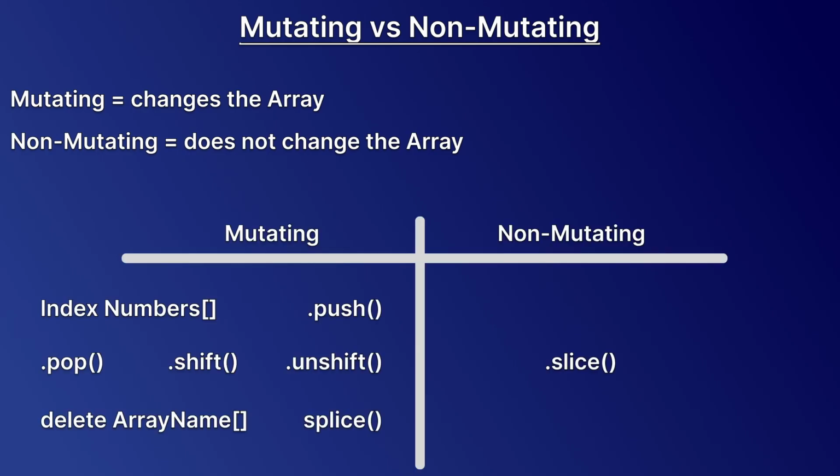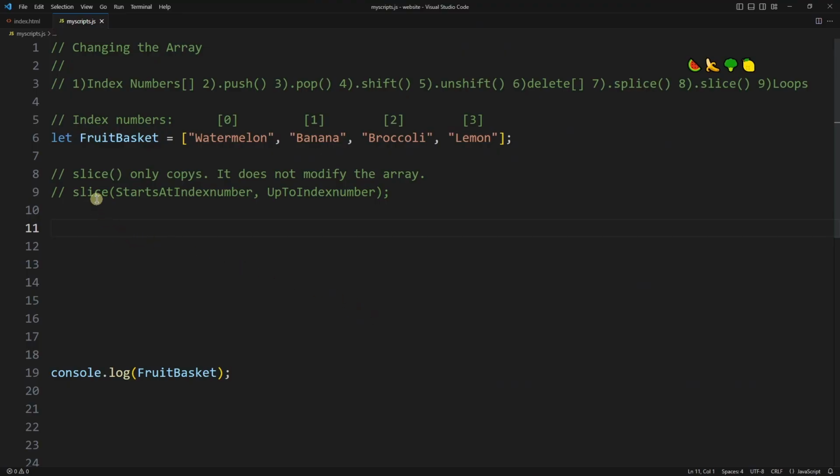So here you can see all of the methods which we had before, the index numbers, push, pop, shift, unshift, delete and splice, they all change the array. And the new thing that we are learning, the slice method, is non-mutating. To actually use slice, we have to create a variable, and let's call it nice variable. Of course, you can call it whatever you want. And now we have to set this variable to the slice method.